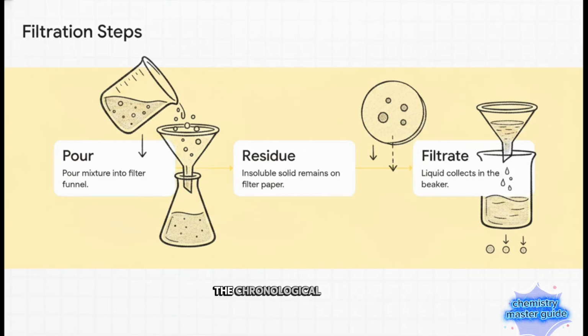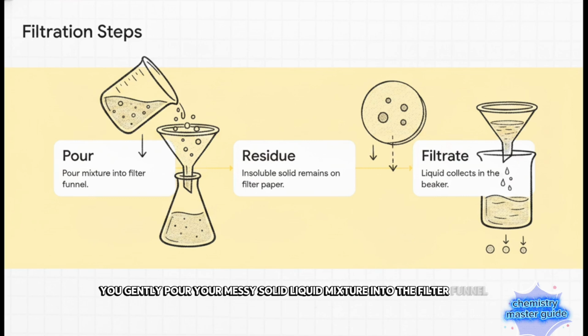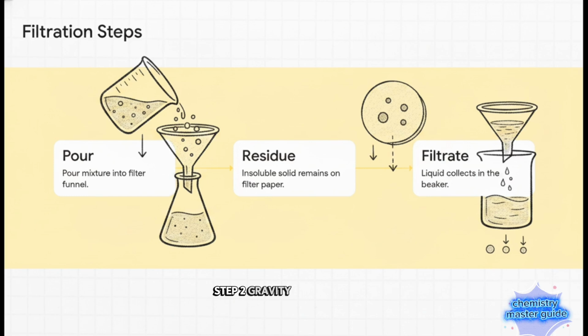The chronological sequence happening inside that glassware is remarkably straightforward. Step 1, you gently pour your messy, solid liquid mixture into the filter funnel. Step 2, gravity does the work, pulling the liquid down while the insoluble residue remains completely trapped up top on the filter paper. And step 3, your nice, clear liquid filtrate collects nicely in the beaker at the bottom. It is a purely mechanical separation based 100% on physical particle size.